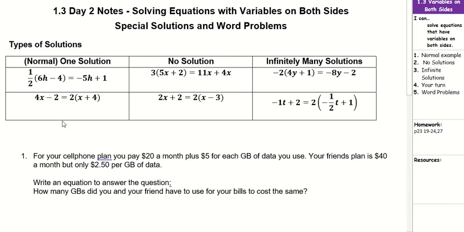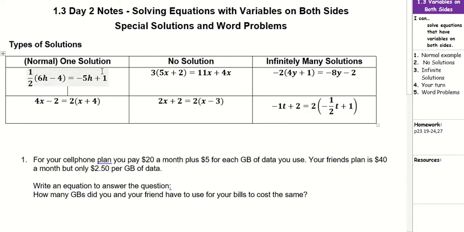So, normal examples. This is just what we did in the 1.3 day 1 notes. Here we have 1/2 (6h minus 4) equals -5h plus 1. The first thing I need to do is simplify each side of my equal sign. So I'm going to distribute 1/2 through here. 1/2 times 6h is 3h. 1/2 times 4 is -2, which equals -5h plus 1.